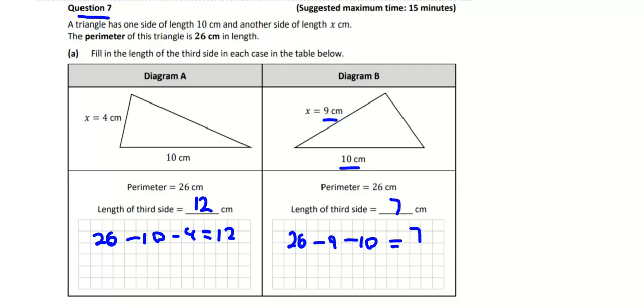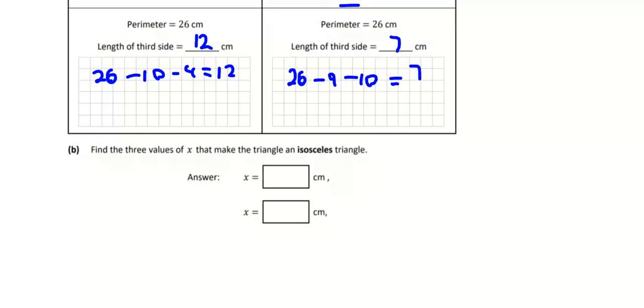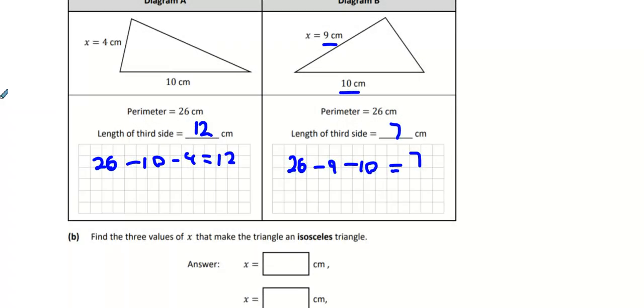Okay, next, moving on. Find 3 values of x that will make the triangle an isosceles triangle. Well, the first thing we could do is I'll use this diagram B as an example. I could say x is 10, and if they're both 10, then it'd be an isosceles triangle.